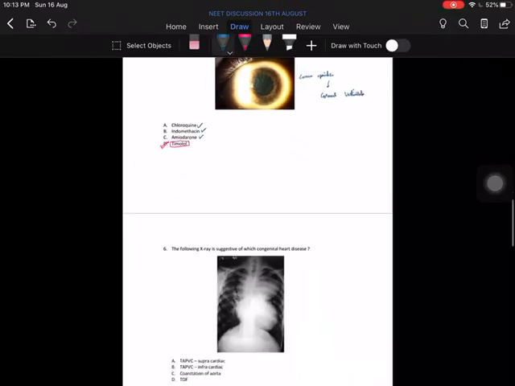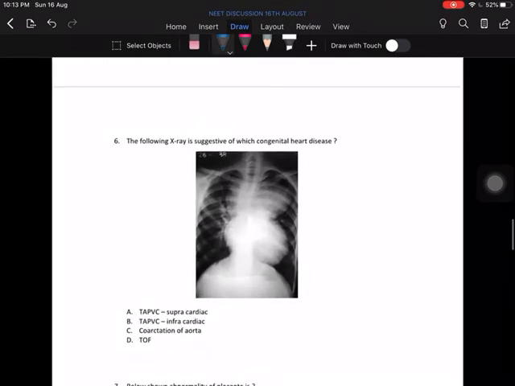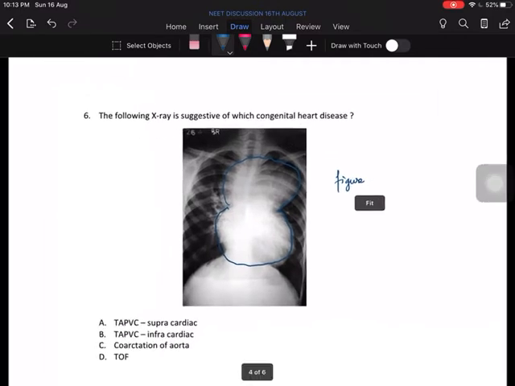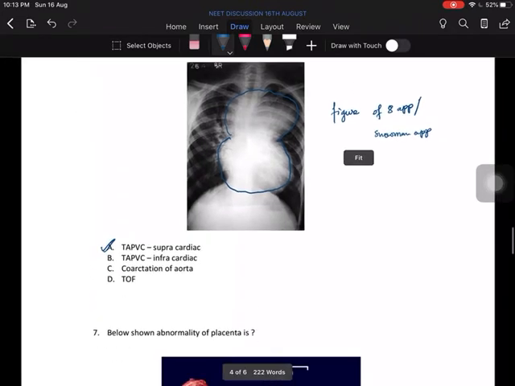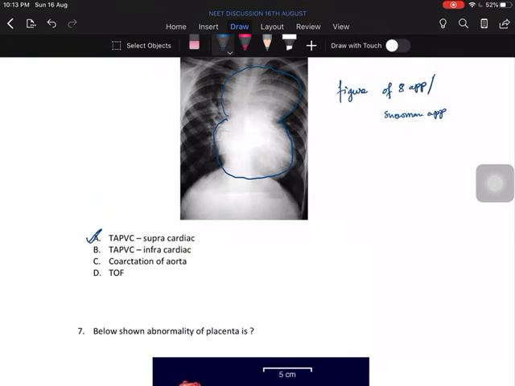Next question. The following X-ray is suggestive of which of the following congenital heart disease? So what you see here on the chest X-ray is you see a typical figure of 8 appearance, or snowman appearance, which is characteristically seen in TAPVC, which is total anomalous pulmonary venous connection in supracardiac type. Okay, and coarctation of aorta, what we have is sign of 3 and inferior notching of ribs, which is Roesler's sign.